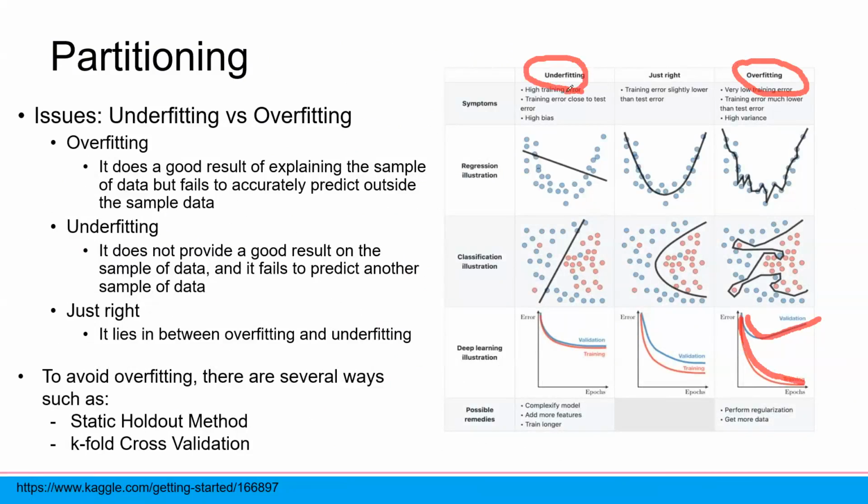What about underfitting? Underfitting means the training error is high and the training error is close to the testing error. So the testing error is also high. What we want to get is just right. How to get the right model? The training error should be slightly lower than the testing error. So we get the just right model.